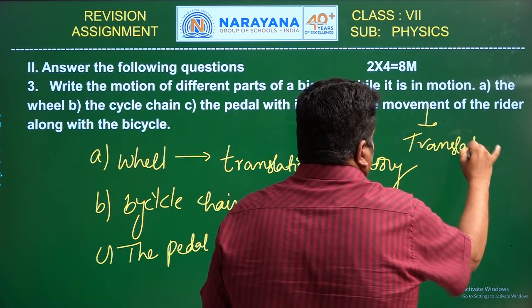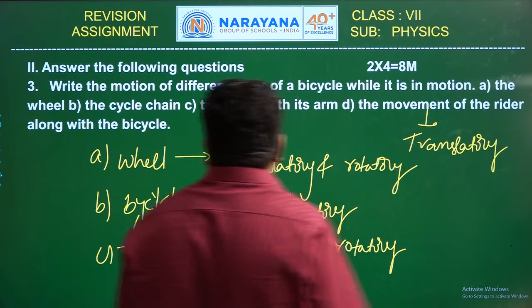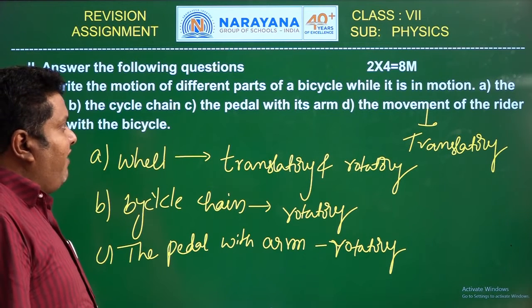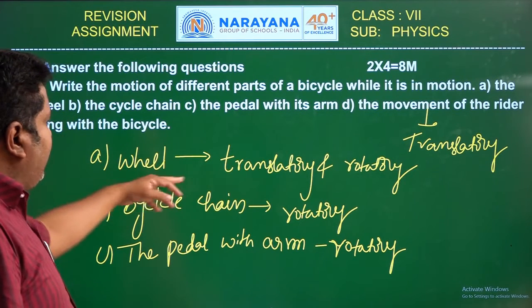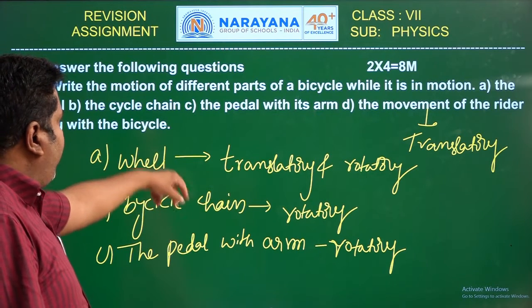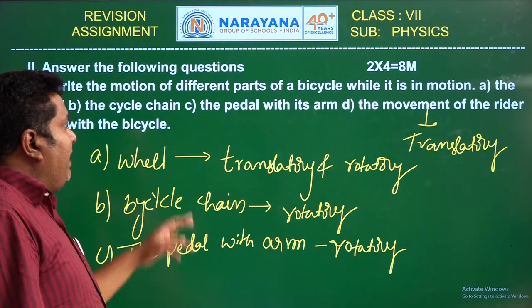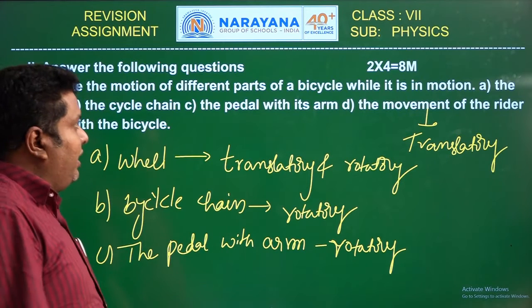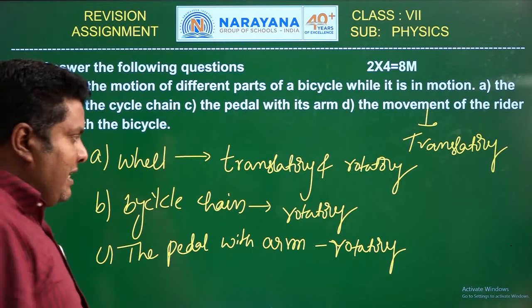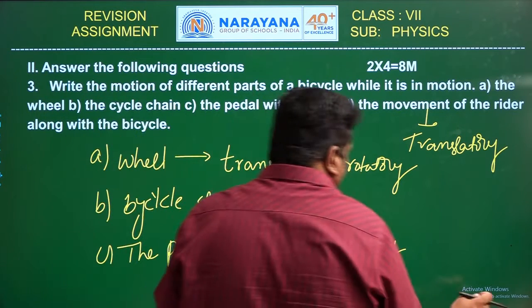So that is our main question: write the motion of different parts of a bicycle when it is in motion. The wheel exhibits translatory and rotatory motion, and the bicycle chain exhibits rotatory motion. The pedal with its arm exhibits rotatory motion, and the movement of a rider along with the bicycle exhibits translatory motion. Now let us see the fourth question.